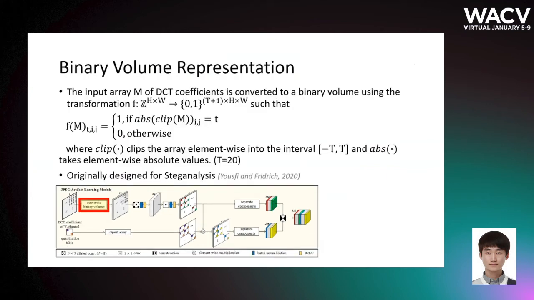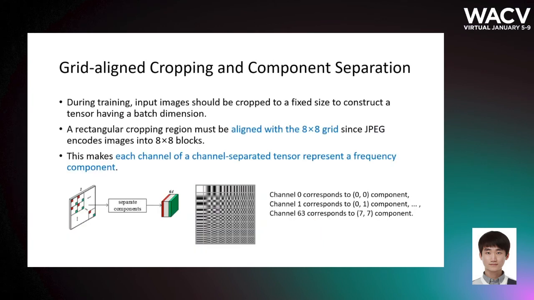As I said, CNNs cannot directly learn from the raw DCT coefficients, so we convert them into a binary volume using this transformation and feed it into the CNN. Second, we use grid-aligned cropping followed by component separation. When training, images are cropped to a fixed size. The cropping box must be aligned with the 8x8 grid because JPEG encodes images into 8x8 blocks. This makes each channel of a channel-separated tensor represent a frequency component.